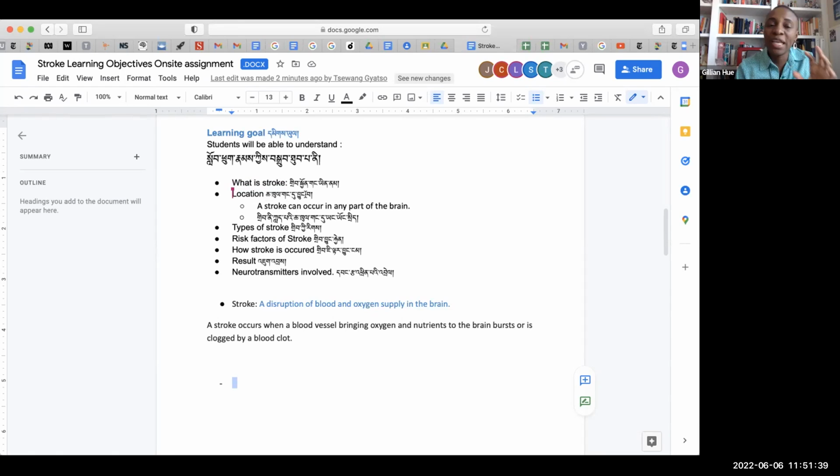Yeah. But what you can expect your students to be able to do is to figure out what would happen depending on which location of the brain a stroke occurred in. So the learning objective there would be for them to be able to describe what happens if there's a stroke in a particular location.